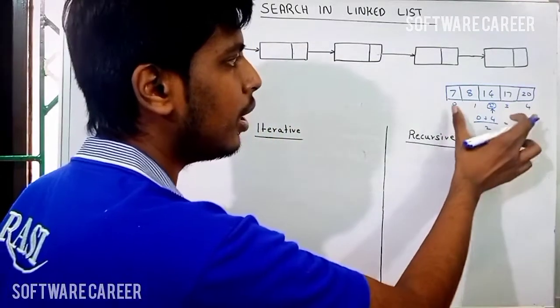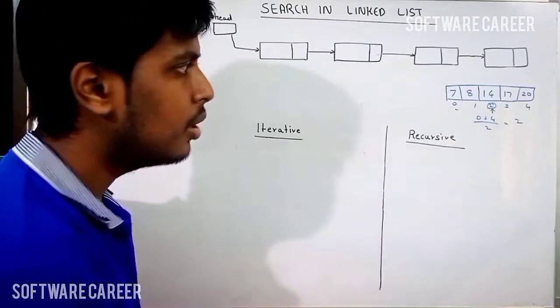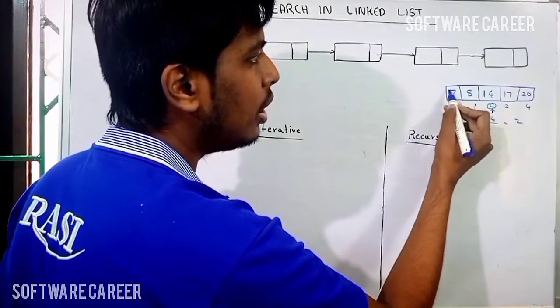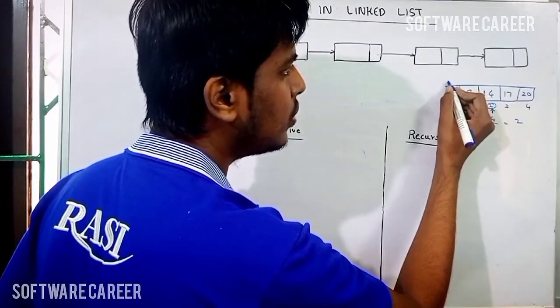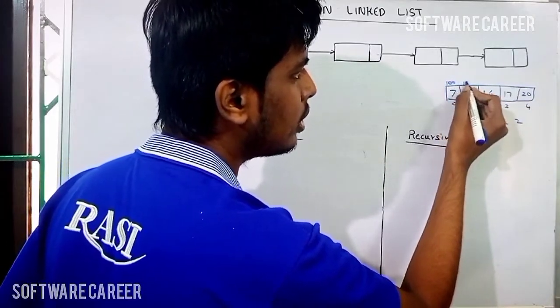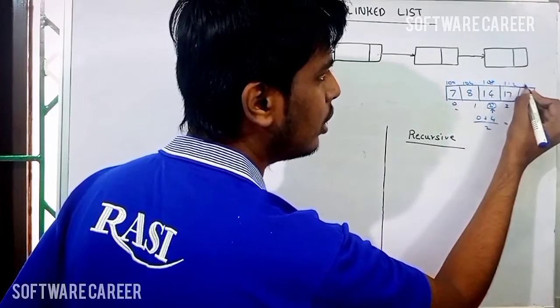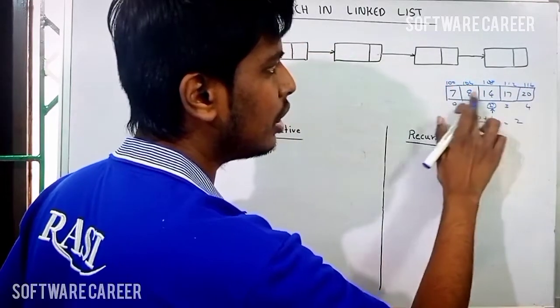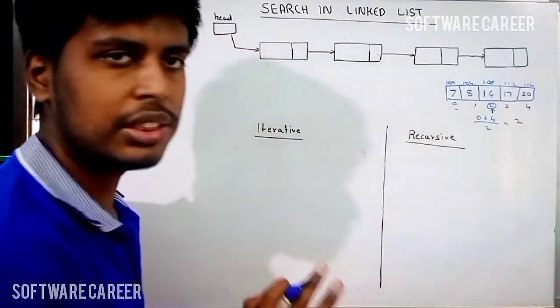This you can find in an array, but in a linked list you can't find the middle index. Why? Because in an array all the addresses are in consecutive locations. Consecutive means the address of the 0th index is 100, then this is 104, then 108, then 112, then 116. In equal intervals, plus 4, plus 4, plus 4, like that. These elements are placed in equal intervals.